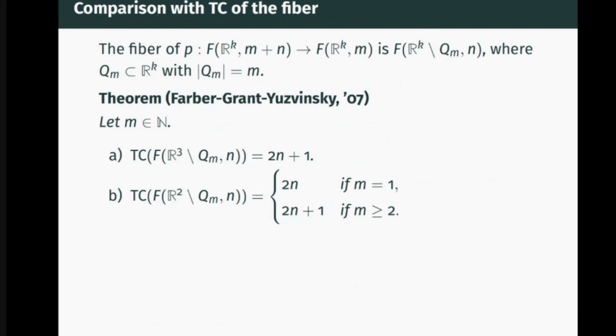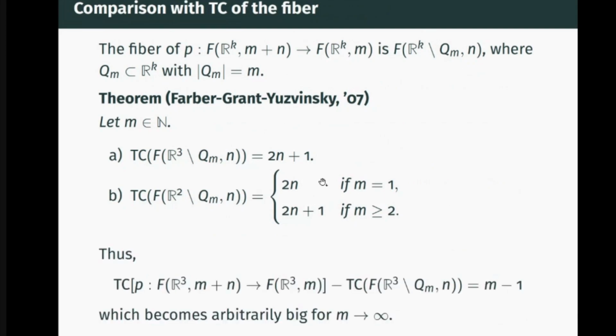And comparing this with the previous result, where this m really occurred in the formula, we get that the difference between the TC of the fibration and the TC of the fiber is really m minus 1. And so you can see this becomes arbitrarily big if m becomes arbitrarily big, so if the number of obstacles that we are studying in this problem becomes arbitrarily big. So here in the case of 3-dimensional Euclidean space, which is also the most natural from the point of view of robotics, this is how you can see that this parameter dependence really increases the difficulty of this motion planning problem.